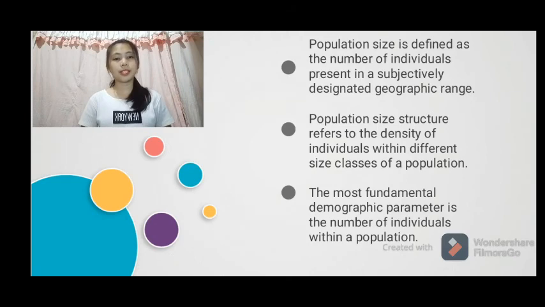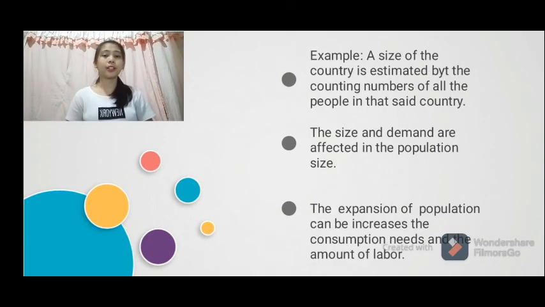The most fundamental demographic parameter is the number of individuals within a population. For example, the size of a country is estimated by counting the number of people in that country. Another example is the size of your own barangay, which is estimated by counting all the people living in your own barangay.